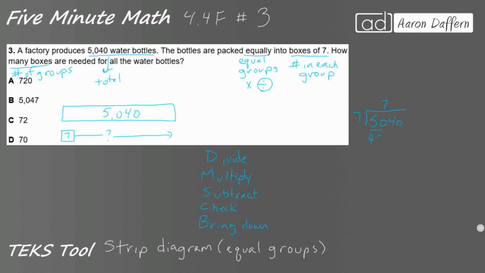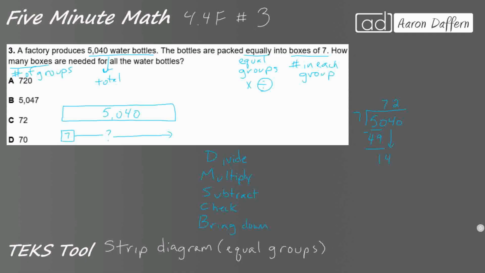We multiply. Now we subtract. 50 minus 49 is 1. Always check, is 1 smaller than 7? Yes. Now we bring down just one number. We ignore the 0. It's 14. We start everything over again. How many times can 7 divide into 14 without going over? It's going to go 2.